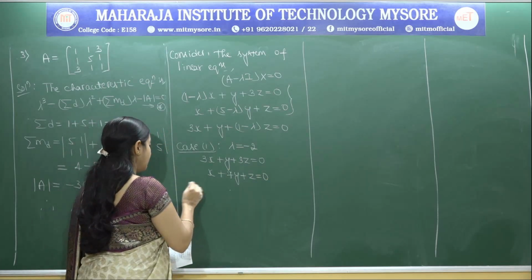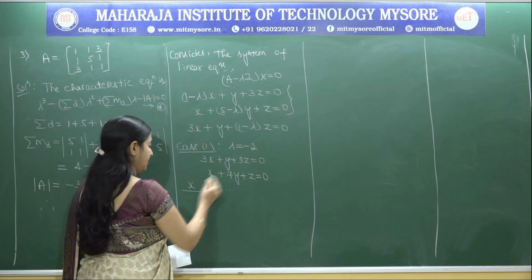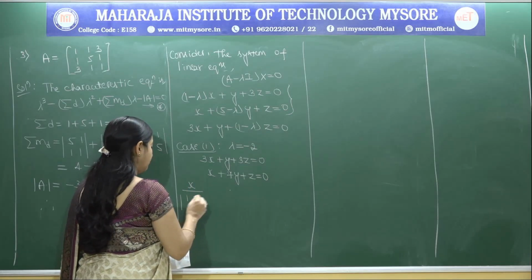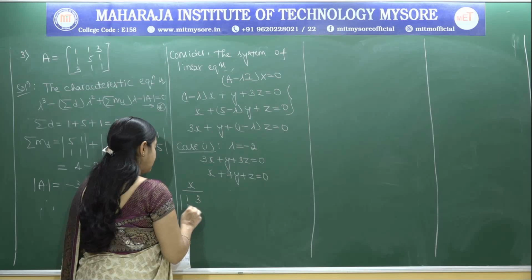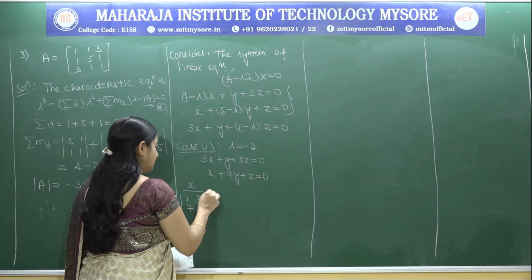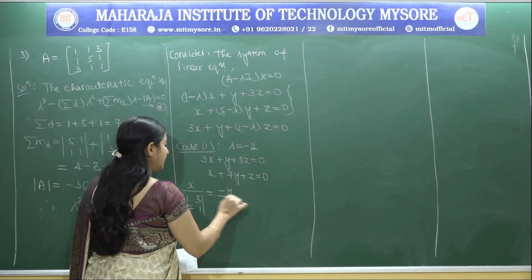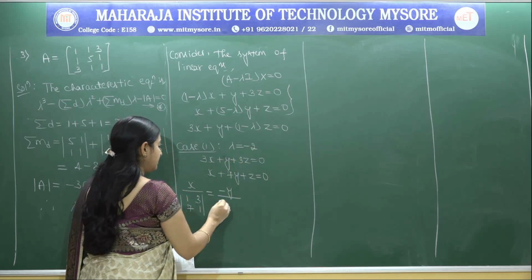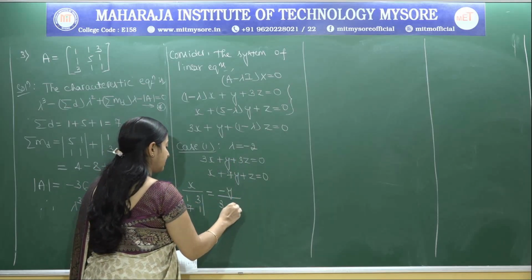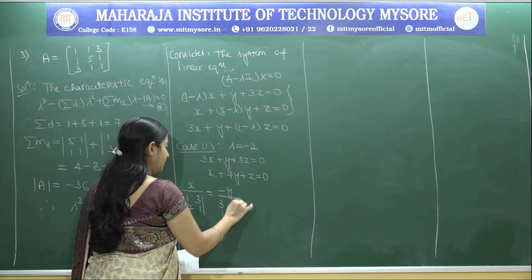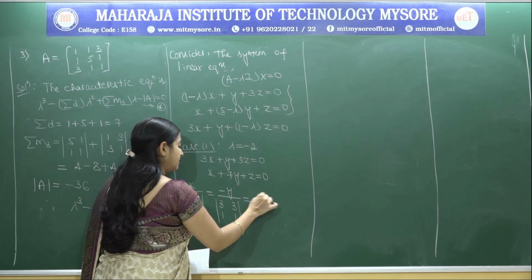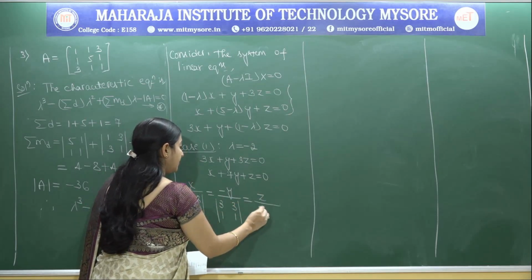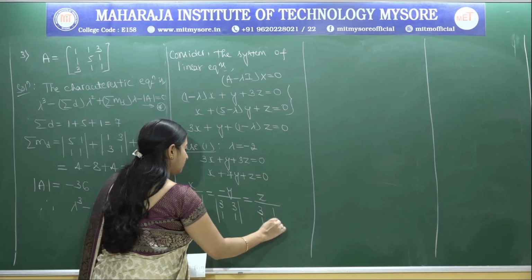Solve this equation by using the cross multiplication method. The first one, determinant of 1, 3, 7 and 1. Minus y denominator, so delete this, write the coefficient of x and z, it is 1 and 1. z divided by, write the coefficient of x and y.